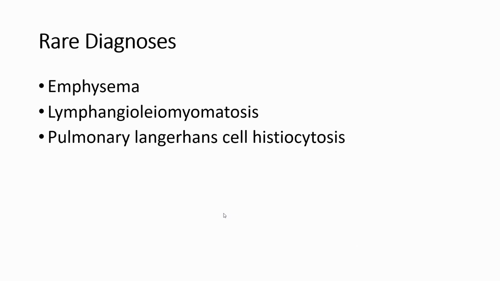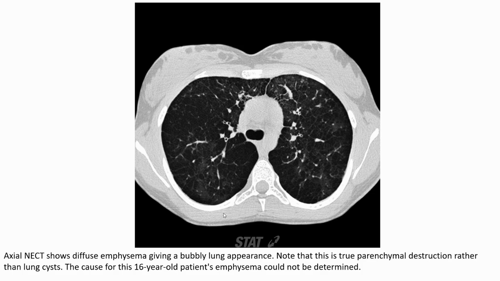Rarer causes of bubbly lung are emphysema, lung fungal leiomyomatosis, and pulmonary Langerhans cell histiocytosis. First, axial non-enhanced CT, soft tissue window: emphysema giving a bubbly lung appearance. Note that this is through parenchymal destruction rather than lung cysts.